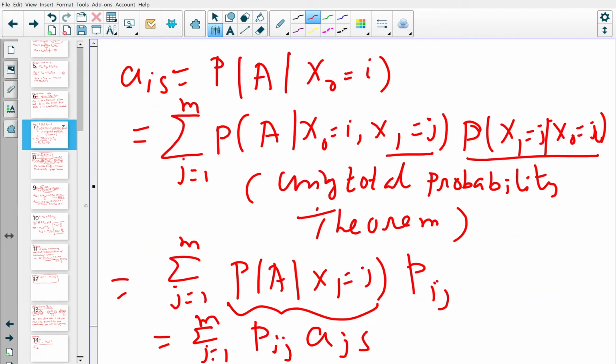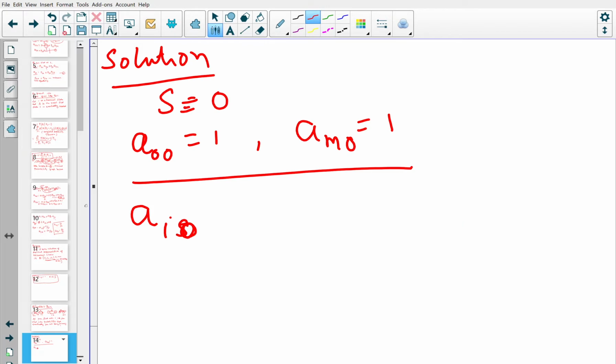Yeah, so this equation, A_is equals the summation of P_ij E_js, j from 1 to M, right? So A_i0 is what? It is the summation of P_ij A_j0, and E_j0 is 0, right? So what does that mean?